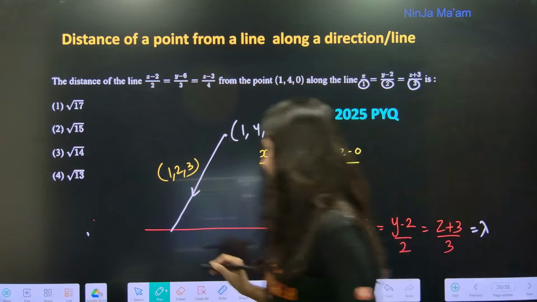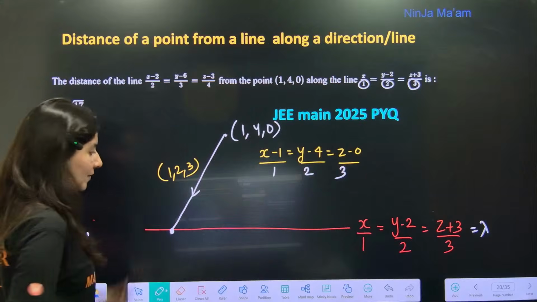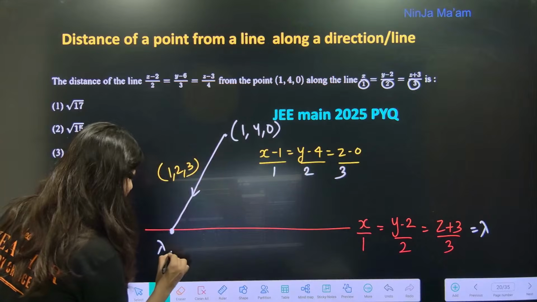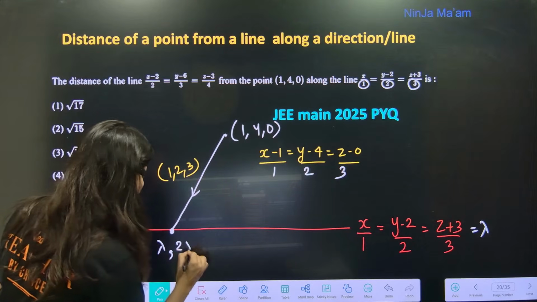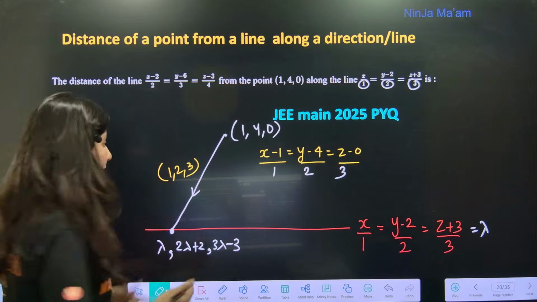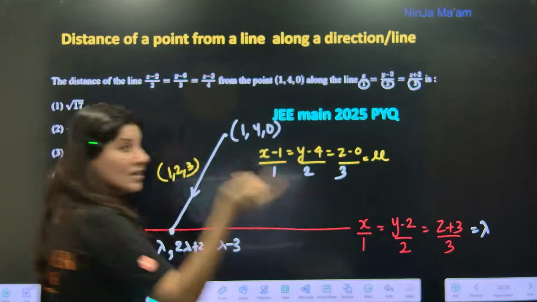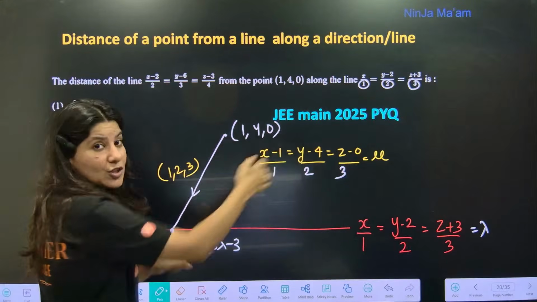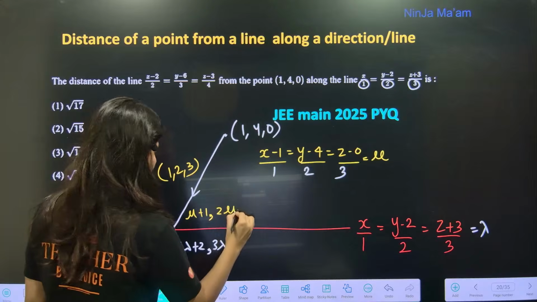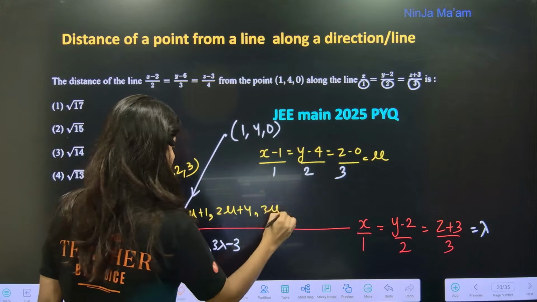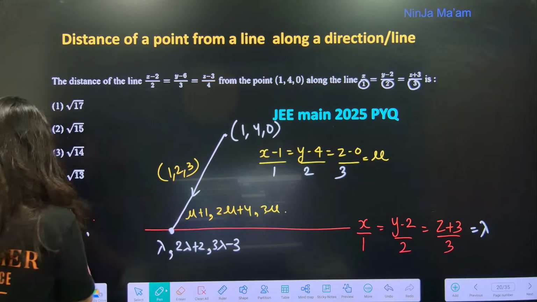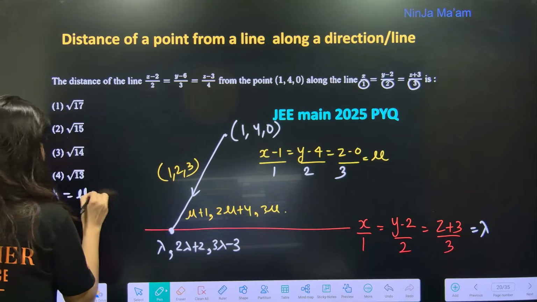All you have to do is find the coordinates of this point using the line given already in the question. So this is lambda, comma, 2 lambda plus mu, comma 3 lambda minus 3. Now again write the coordinates of the same point but using the other line which you have just written. So this is mu plus 1, 2 mu plus 4, and 3 mu. Now all you have to do is equate, because this is representing the same coordinate. First equation you will get lambda is equal to mu plus 1.